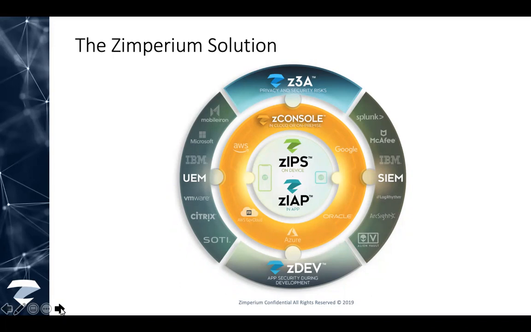Z3A is advanced app analysis. These are apps that are perfectly legitimate in your organization, but have huge security and privacy risks. We're doing a webinar on malicious and risky apps next week if you're interested. And then we provide all that information into whatever SIM you like.